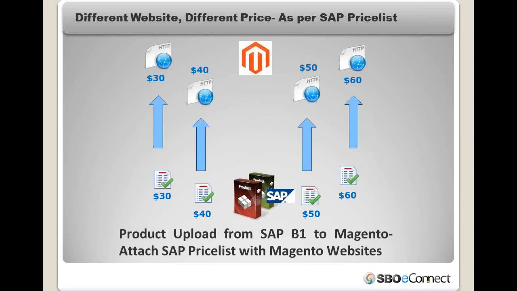SBOeConnect 2.2 has proved to be an excellent solution in terms of supporting multiple websites within Magento. You can add the SAP Business One price list with a particular Magento website. That means your different websites will have different prices as per the SAP Business One price list. So at the time of product upload, you can upload your ERP item to the web, but the price as per the SAP Business One price list attached with the website will be uploaded to that particular website. In this way, it supports multiple websites along with multiple prices, which are integrated with the SAP price list.